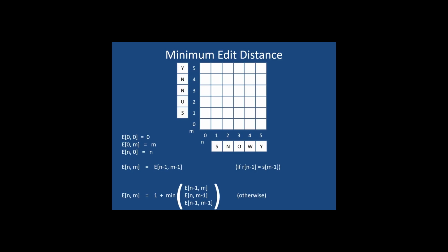Now, where will the final answer be written? Which is, I think, the question you were answering. Top right is where we'll find the overall answer for the minimum edits to convert sunny into snowy, or snowy into sunny. Because that's the box that will contain the minimum edit distance from the first 5 characters of snowy to the first 5 characters of sunny. It will be in that upper right-hand box.